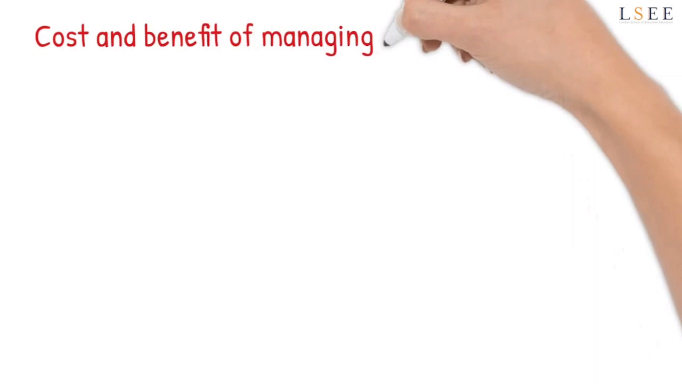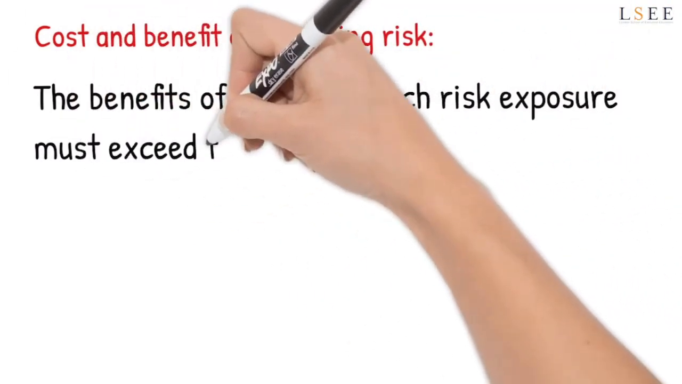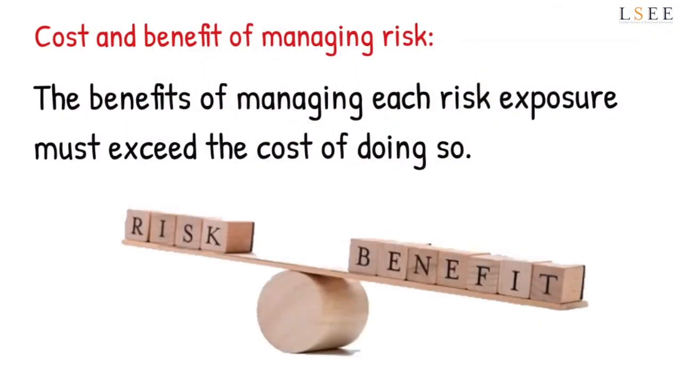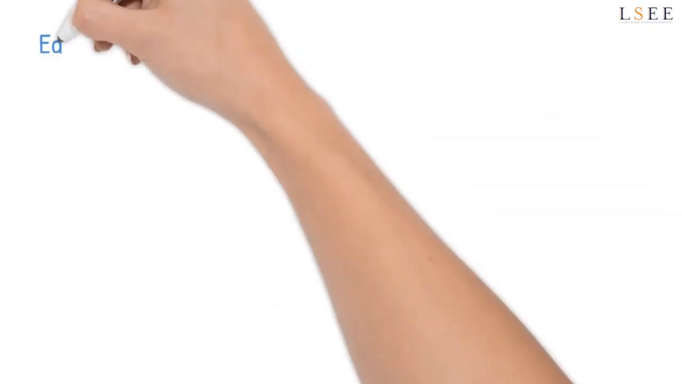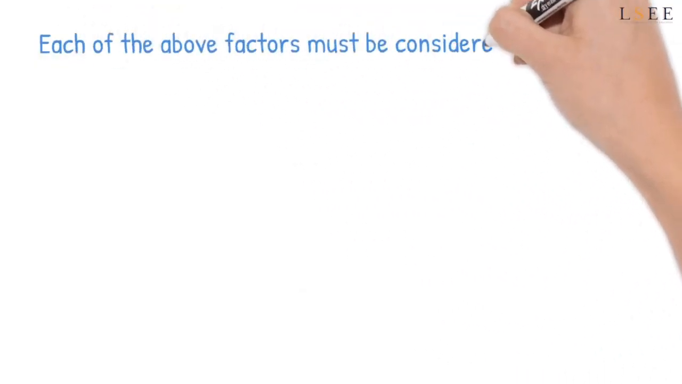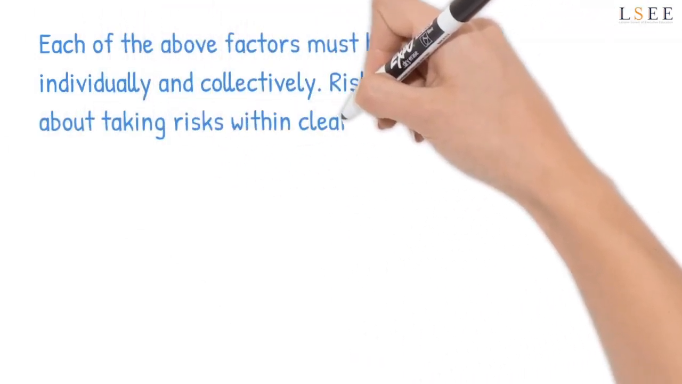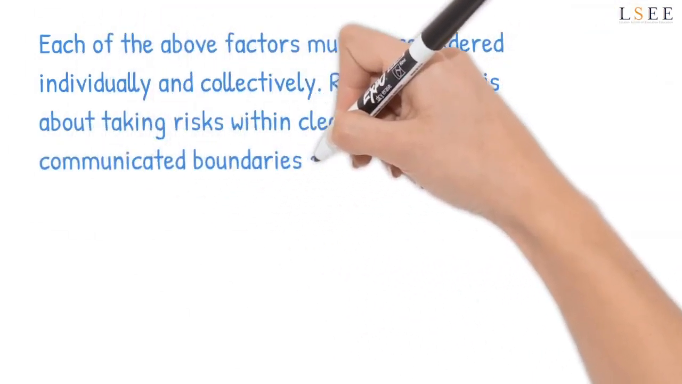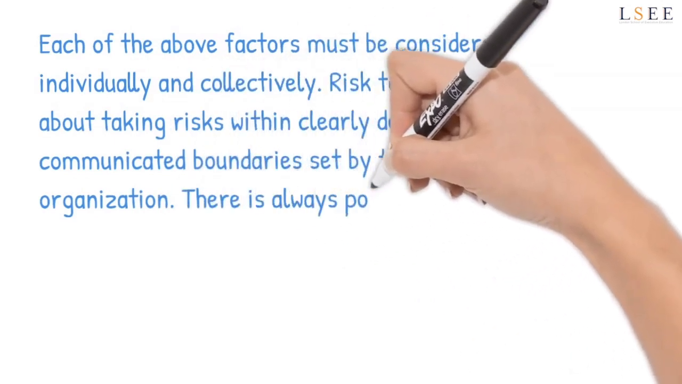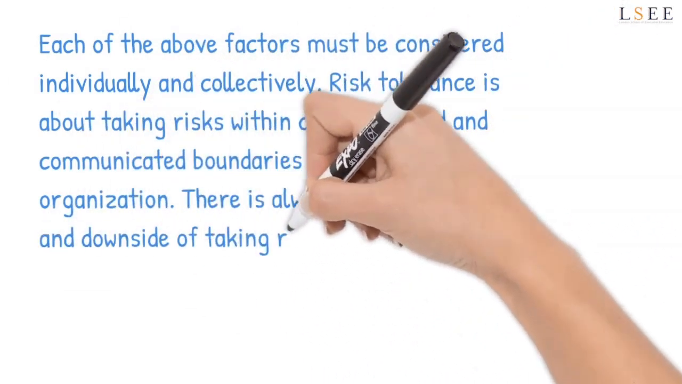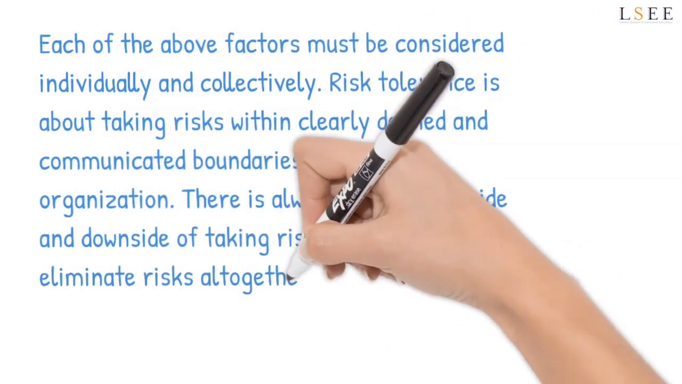Cost and benefit of managing risk. The benefits of managing each risk exposure must exceed the cost of doing so. Each of the above factors must be considered individually and collectively. Risk tolerance is about taking risks within clearly defined and communicated boundaries set by the organization. There is always potential upside and downside of taking risks.